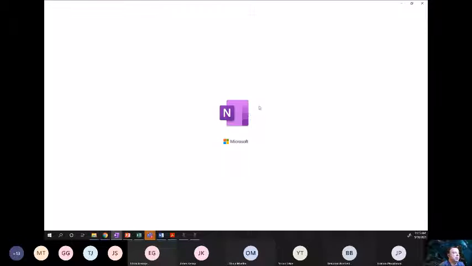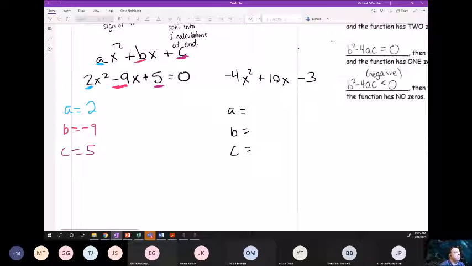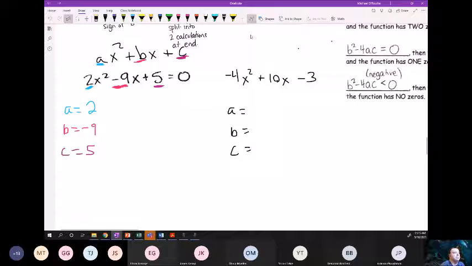I need to restart my computer. So you're right. This here -4 is that number. 10 is the B number, and -3. Perfect. Okay. That's the most key aspect. You need to know how to do that first.